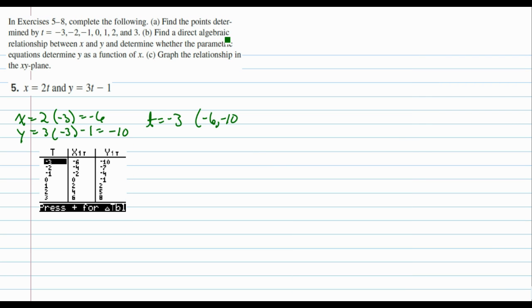Part B asks us to find a direct algebraic relationship between x and y and determine whether the parametric equations determine y as a function of x. Well, again, the thing relating x and y is that t value. So for part B, I'm going to take x equals 2t, and solve for t. So t is x over 2. Now I can plug that into the y equation. So instead of using t, I'm going to use x over 2 minus 1. So y equals 3/2 x minus 1, which is linear, so this is a function.